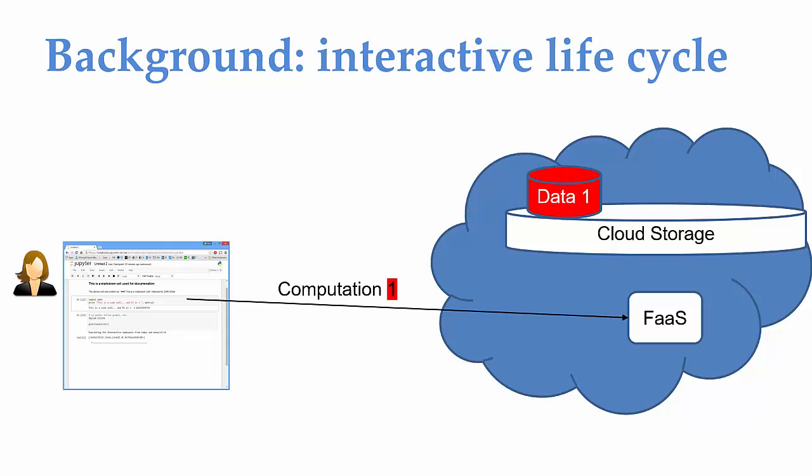So the data scientist defines computations inside the notebook cells. Let's call the computation 1. In this computation, essentially the data scientist wants to perform a massively parallel computation on data 1. So she partitions the data, and according to this partitioning, a number of serverless functions are getting executed.